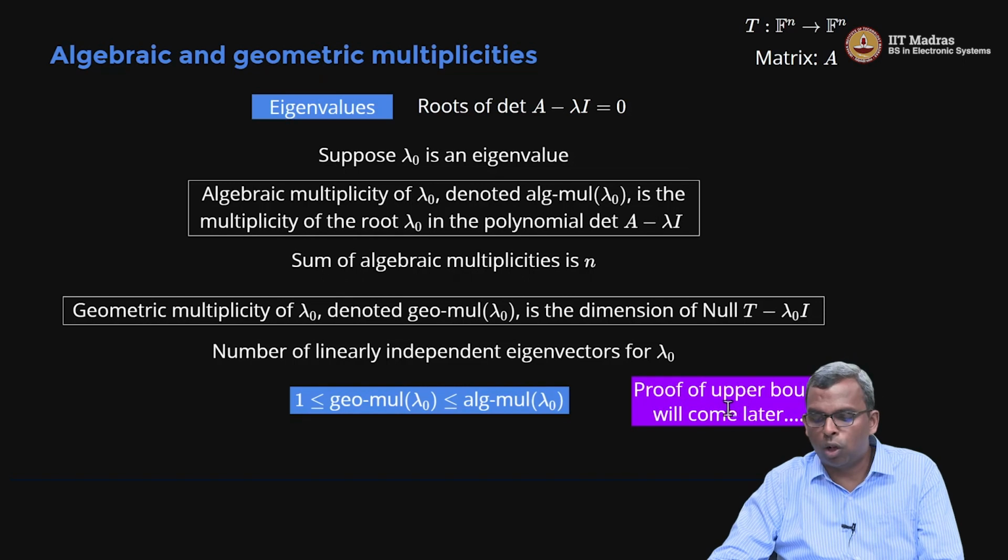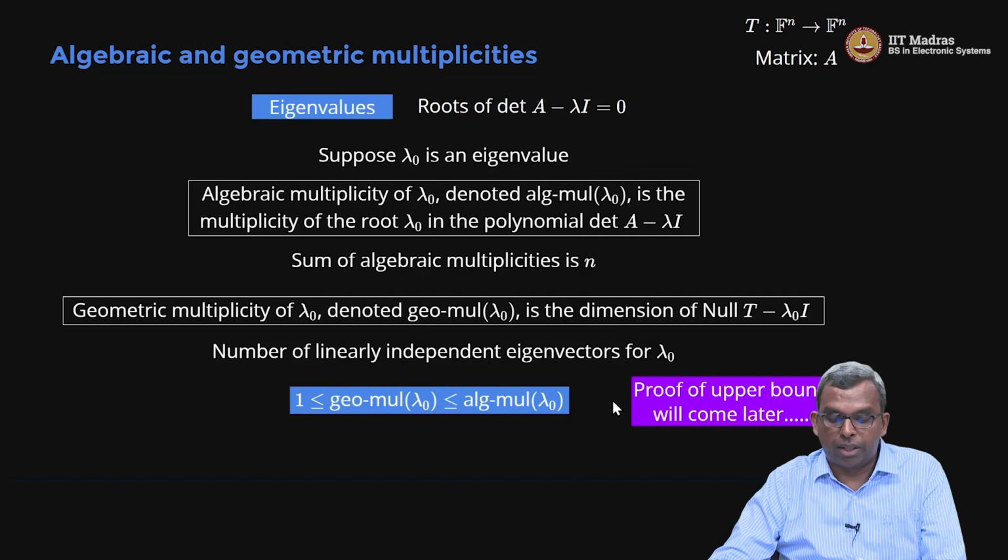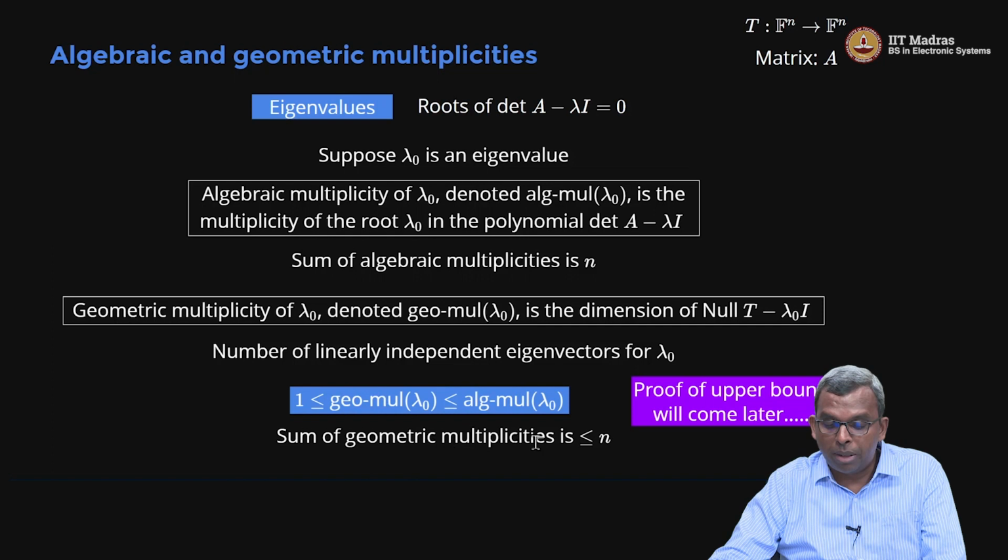This proof is slightly involved. We will see that later. We will see a lot of examples where this is illustrated, and we will get an idea of it from there, but the proof itself we will do a little bit later in a subsequent lecture. So what this means is, if you add it up, the sum of geometric multiplicities is less than or equal to n, because the sum of all geometric multiplicities over all distinct lambda naught is less than or equal to the sum of all algebraic multiplicities, which is n. These definitions are interesting. We will think more on this in subsequent lectures.